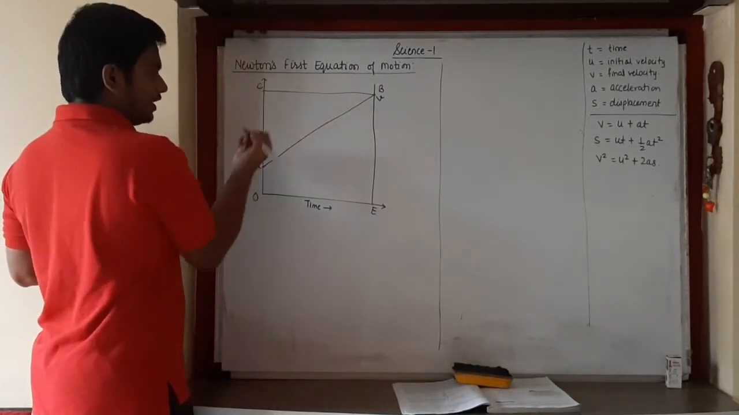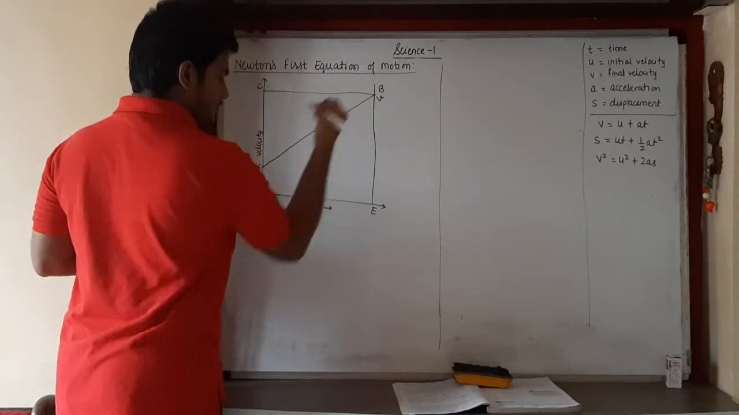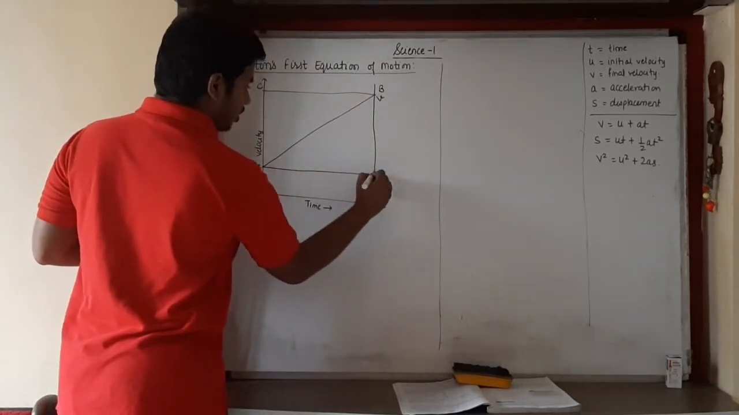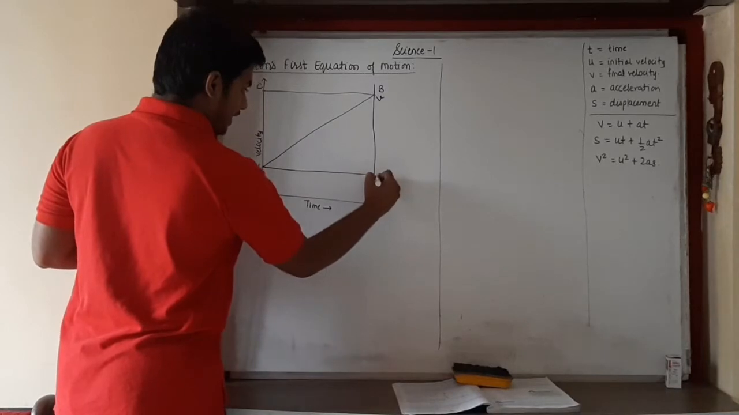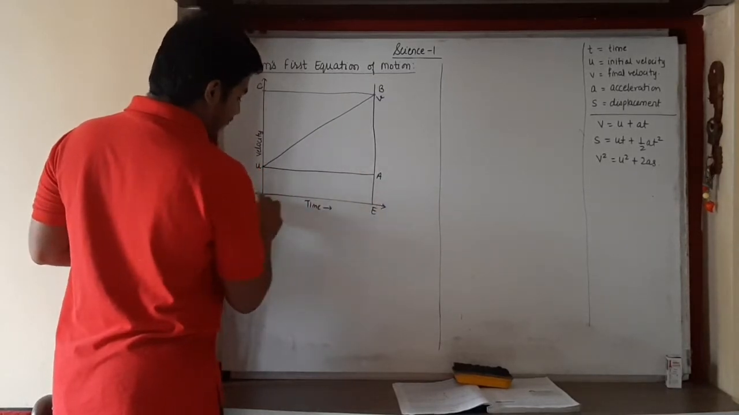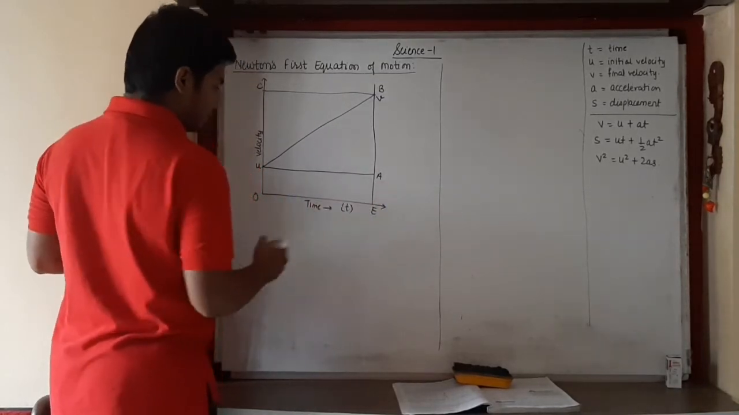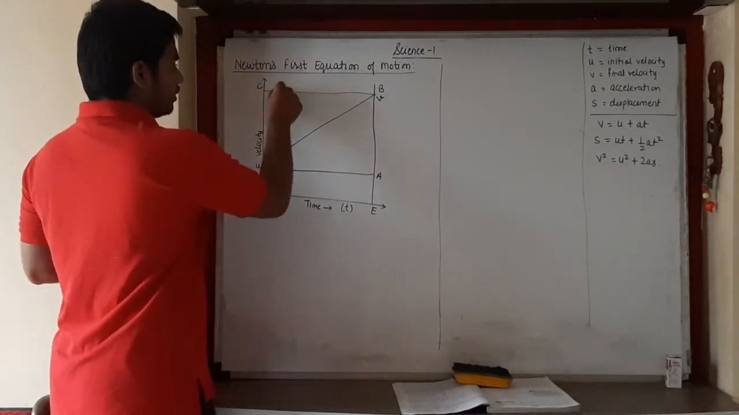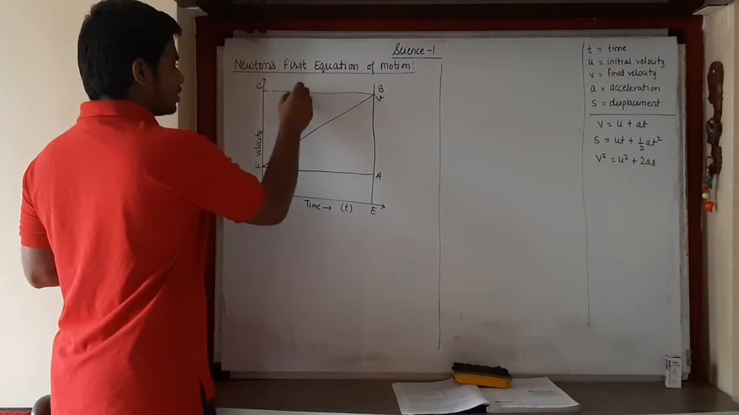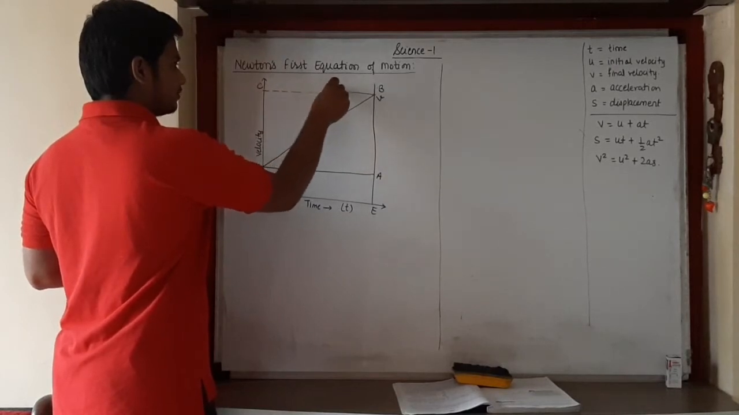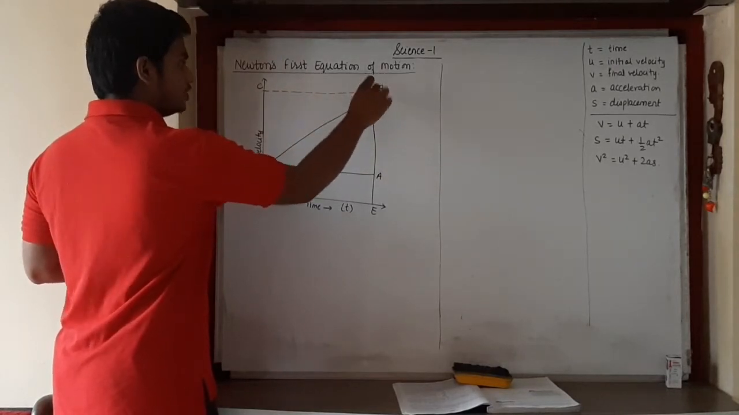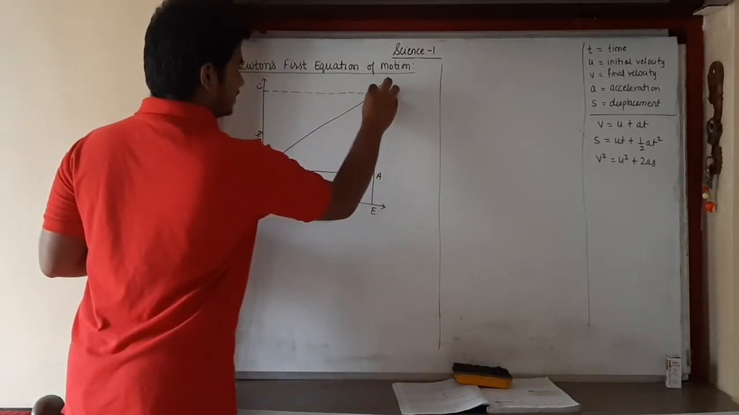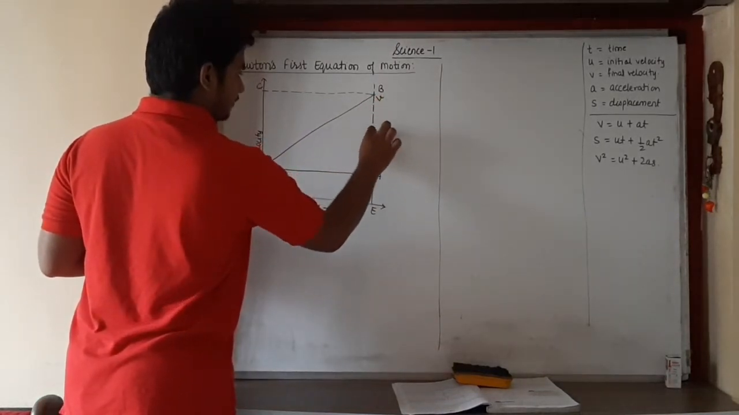Let us name this point as C. Let us name this point as B. This is E. Initial velocity at this point, let us label it as A. So the time from O to E is T. Understanding, students? Now, these are not the actual graphical lines. These are just for measuring it on the axis. So we will make these lines dotted.